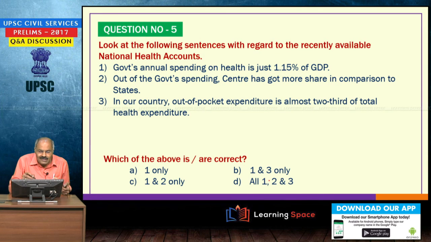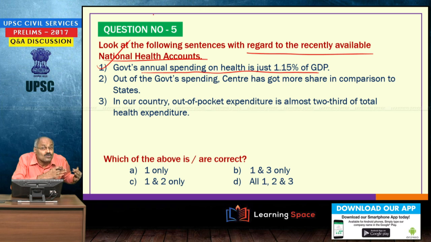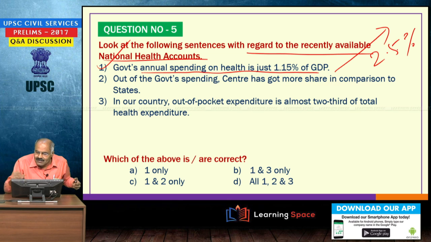Then look at the following sentences with regard to the recently available National Health Accounts. National Health Accounts were released during the year. Government's annual spending on health is just 1.15% of GDP, absolutely correct. And as per the National Health Policy 2017, government wants to increase it to 2.5%. At present it is 1.15% as per the National Health Accounts. Then, out of the government spending, the center has more share, absolutely wrong.